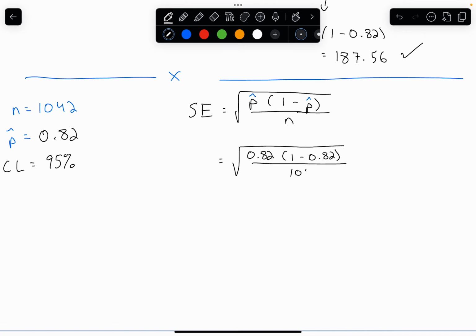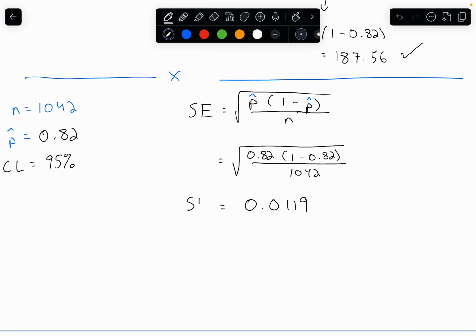So my standard error is the square root of p hat, which we said is 0.82, times 1 minus 0.82, divided by n, which is 1042. Be very careful with this calculation. It's a little bit more complex than some of the other ones that we've seen. If you're going to try to do this all in one step, make sure that you are careful with your graphing calculator. And if you have any issues with your graphing calculator, please let me know. I'm happy to help walk through the process. But I'm going to do that over here. I like to usually break it up into a couple of different steps. But the number that we end up with should be relatively small.